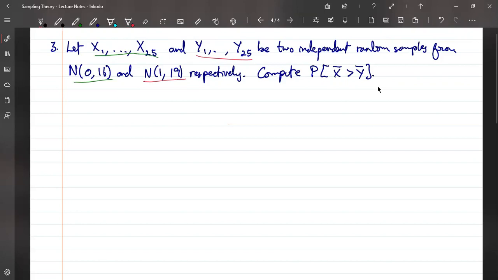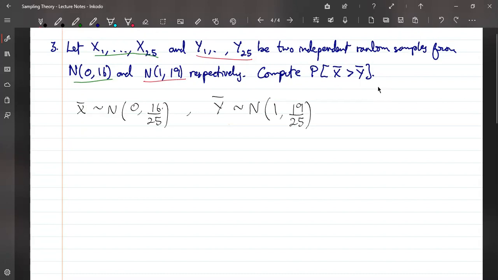So luckily here, we know that x bar will follow the normal distribution N(0, 16 by 25). So I'll not write elaborately the separate population mean and variance. We know that 16 is there and the sample size is 25. So 16 by 25. And similarly, y bar follows N(1, 19 by 25). Okay. So we have these two, but how do you compare them?